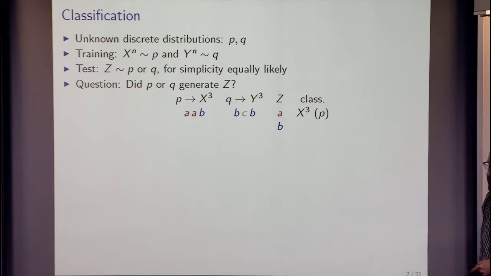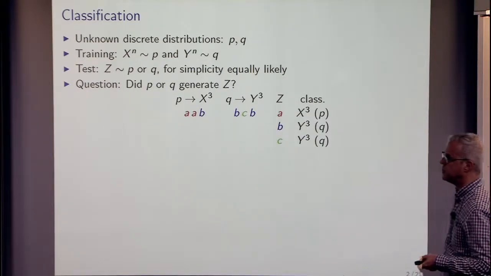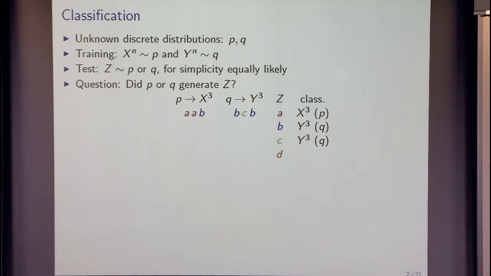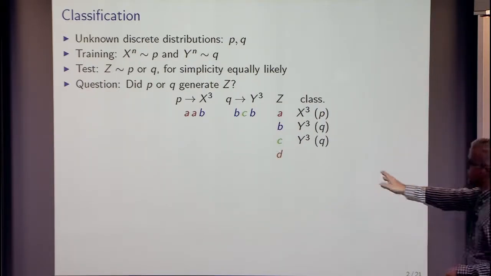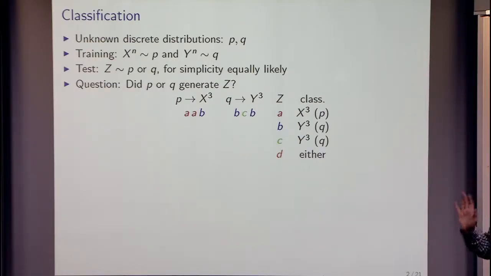Now suppose we see B as Z, what would we say? Most people would say, obviously, Q, and they'll be correct. And if we get C, it's reasonable to assume it's generated similarly to Y, so according to Q. And let's say we get D, then maybe we don't know. This is what we're doing. I think it's very clear.